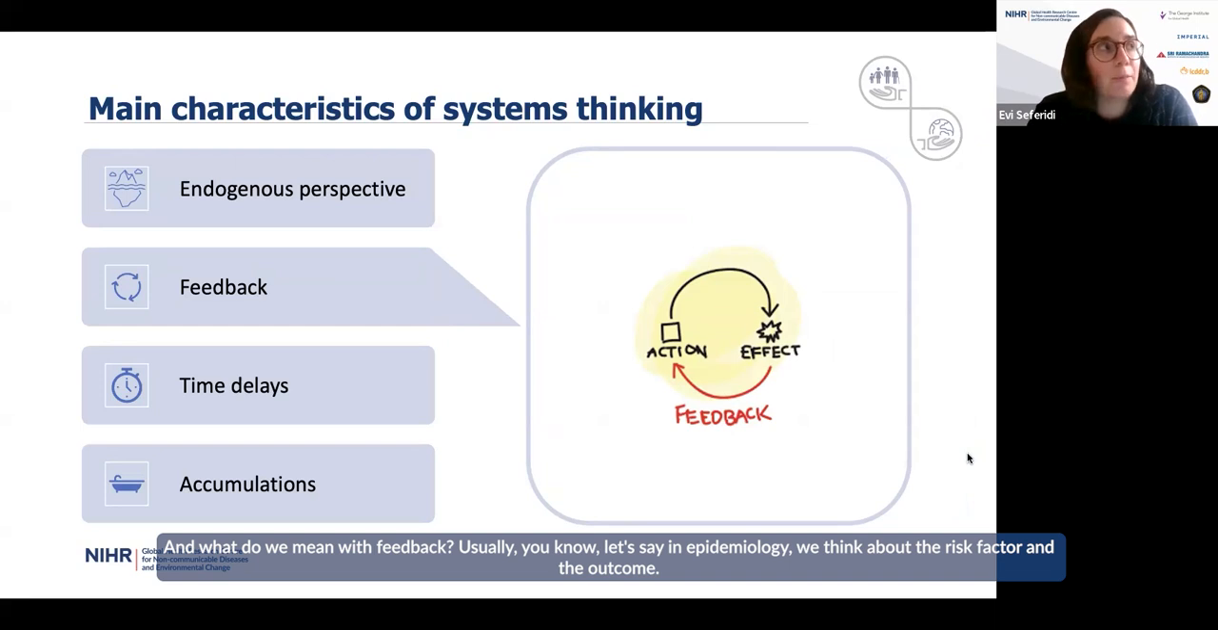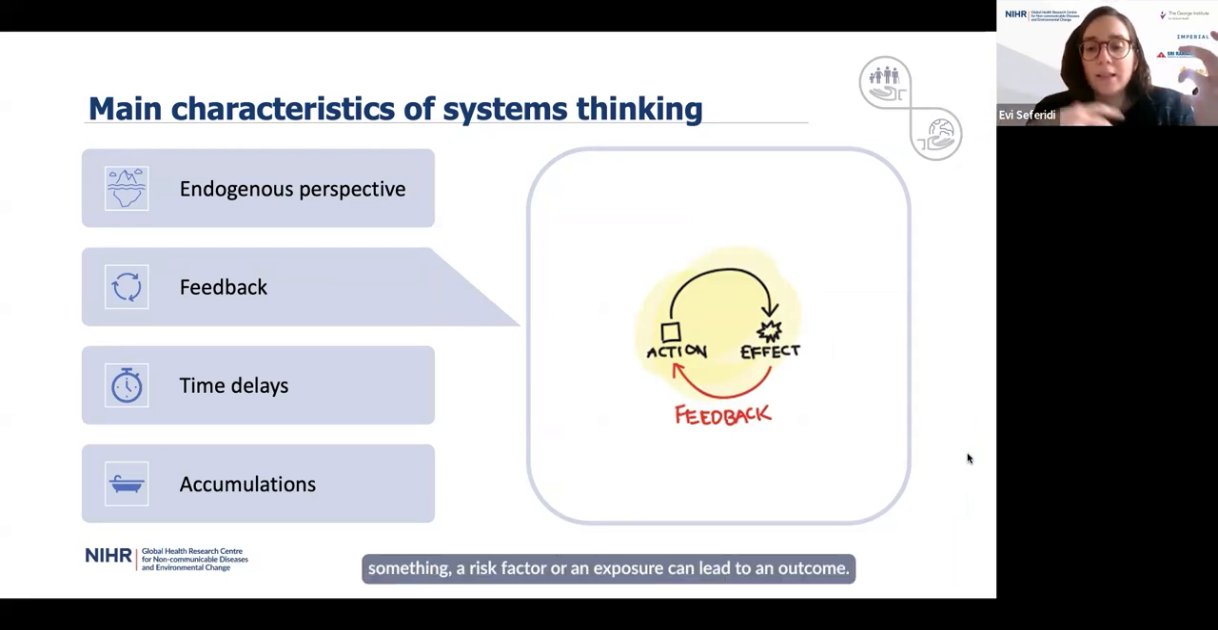And what do we mean with feedback? Usually, let's say in epidemiology, we think about a risk factor and an outcome. A risk factor or an exposure can lead to an outcome. But in reality, this chain of an outcome can feed back into this exposure, creating what we call feedback mechanisms.